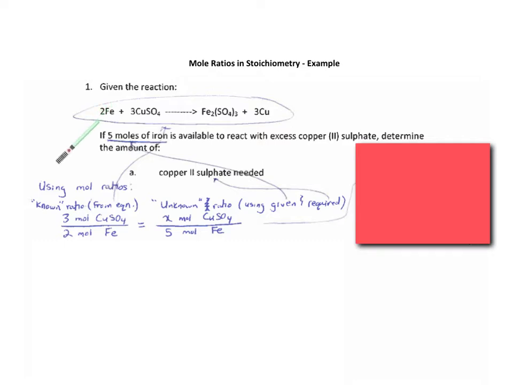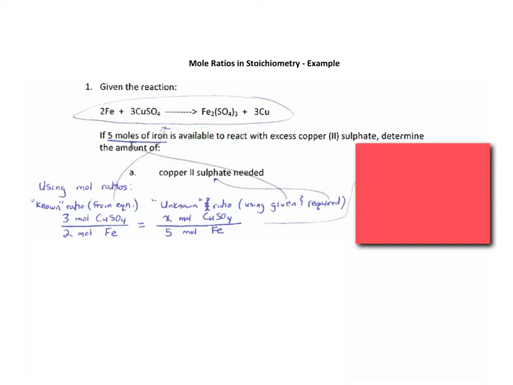So if we take a look at the reaction given here, this basically says that for every 2 moles of iron that react, 3 moles of copper sulfate are needed to react with it. And when that reaction takes place in that ratio, 1 mole of the iron 3 sulfate will be produced and 3 moles of copper will be produced.